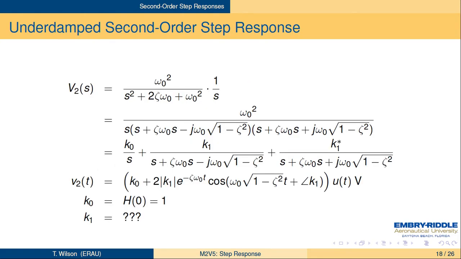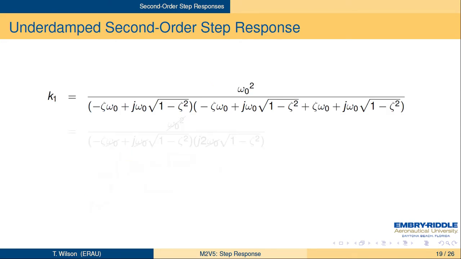The s is replaced by minus zeta omega naught plus j omega naught root 1 minus zeta squared in both the s term and the s plus term, if you will. So that's using our cover-up, what we're left with there. So first you realize that in the right-hand term in the denominator, you've got a minus zeta omega naught and a plus zeta omega naught. So those cancel out, go away.